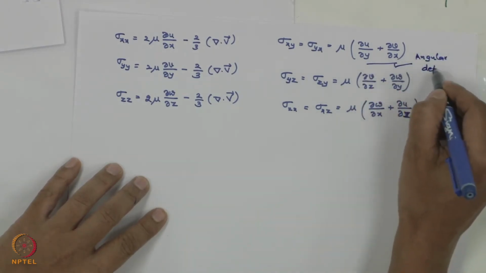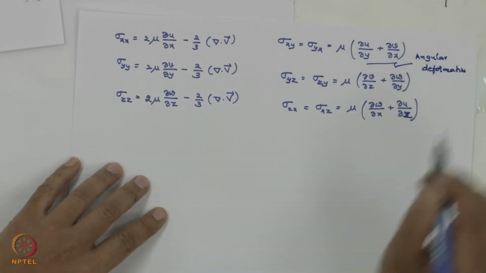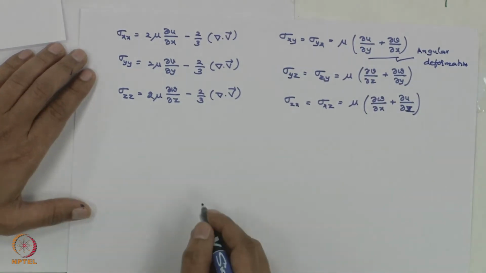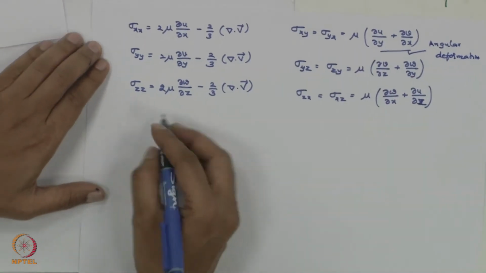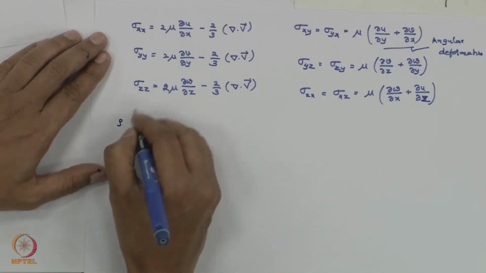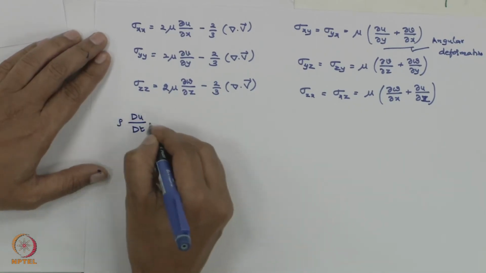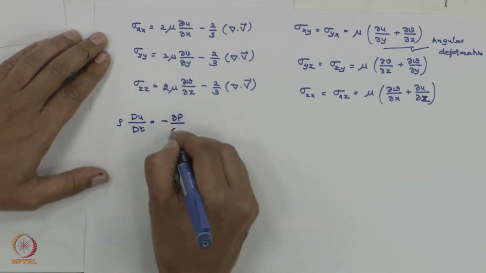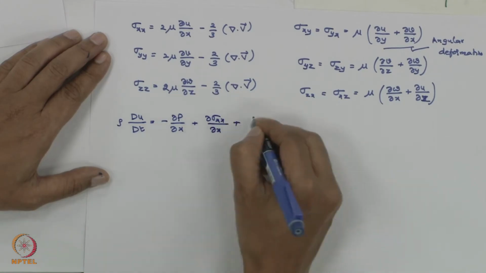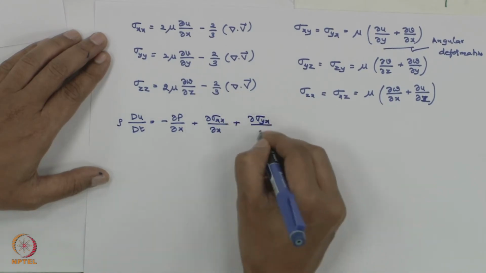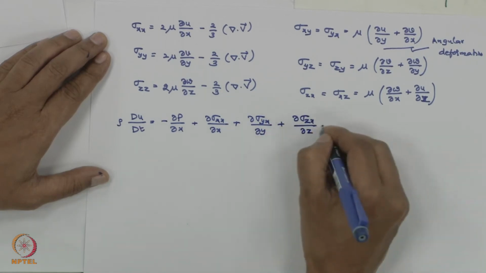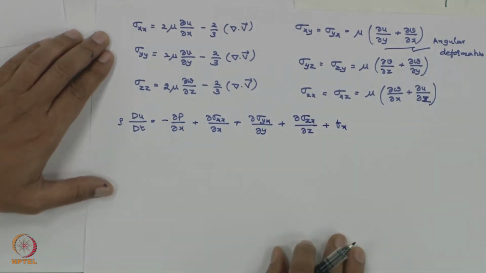We have seen in our previous modules, this is angular deformation. Now let me substitute this in our equation. Our equation is rho du by dt equal to minus del p by del x plus del sigma xx by del x plus del sigma yx by del y plus del sigma zx by del z plus fx. This is my equation. Let's substitute that.